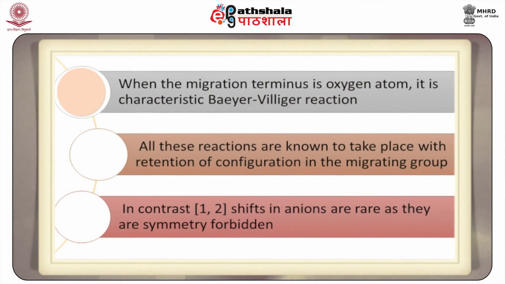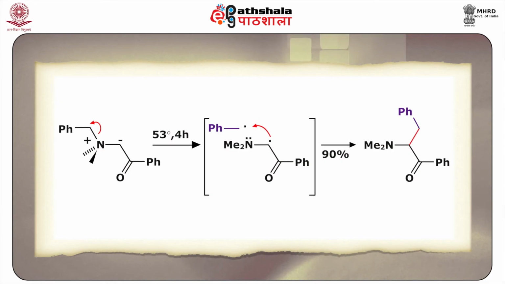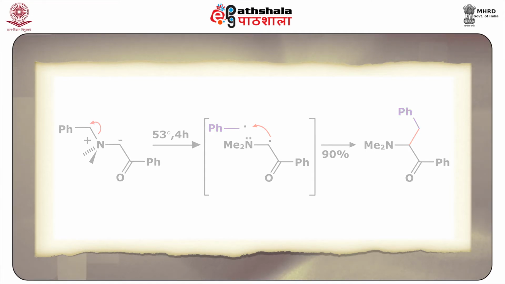When the migration terminus is an oxygen atom, it is the characteristic Baeyer-Villiger reaction. All these reactions are known to take place with retention of configuration in the migrating group. In contrast, 1,2 shifts in anions are rare as they are symmetry forbidden. In the Stevens rearrangement, a 1,2 shift reaction occurs in an anionic substrate as shown.